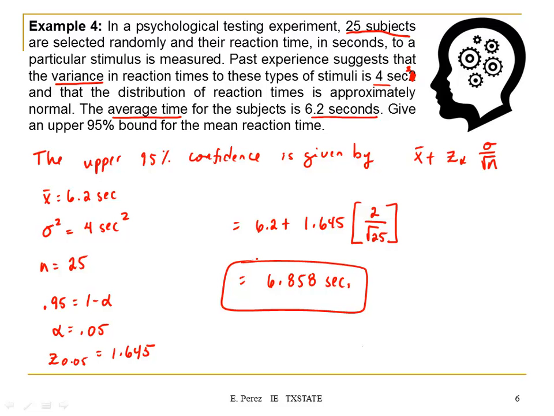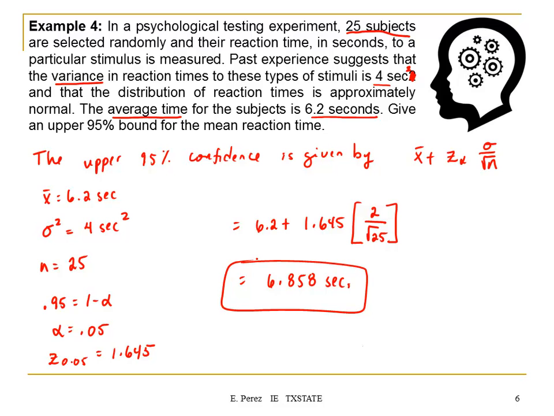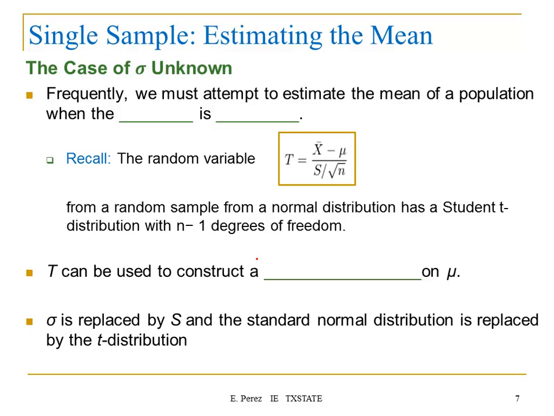So the next case is the case in which the value of the population standard deviation is unknown. As you can see there in green in both letters, this is the case in which the standard deviation of the population is unknown. So far we've been assuming that that value was known, and as you can see here, the variance is provided, so you can compute the standard deviation based on the variance. So frequently we must attempt to estimate the mean of the population when the variance is unknown.